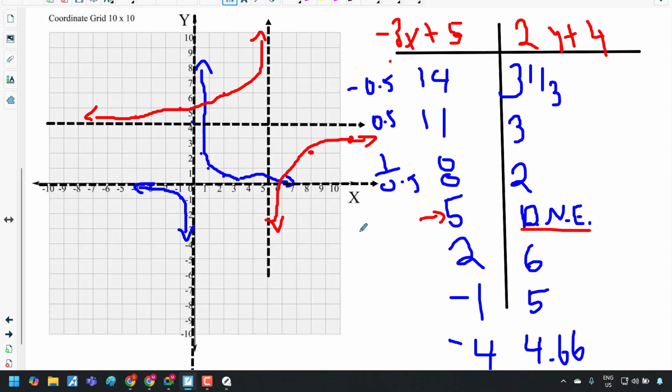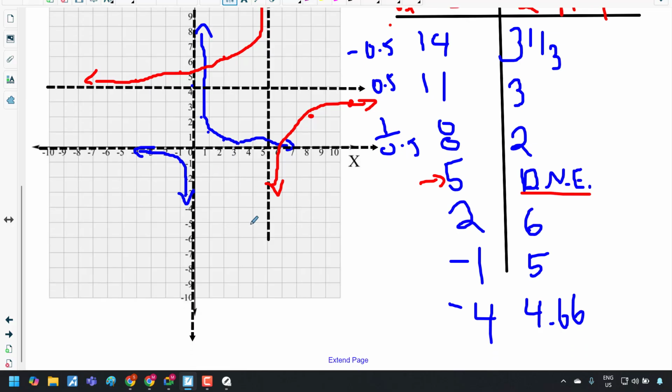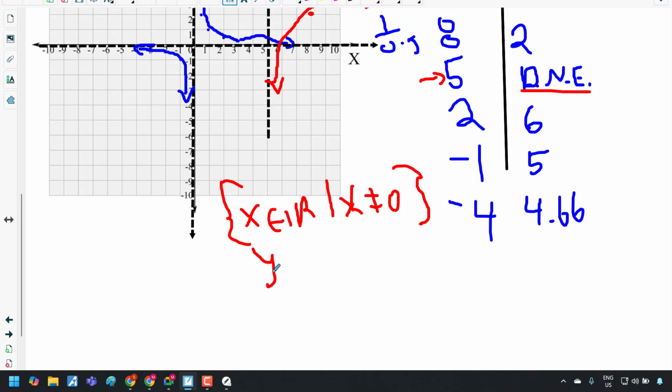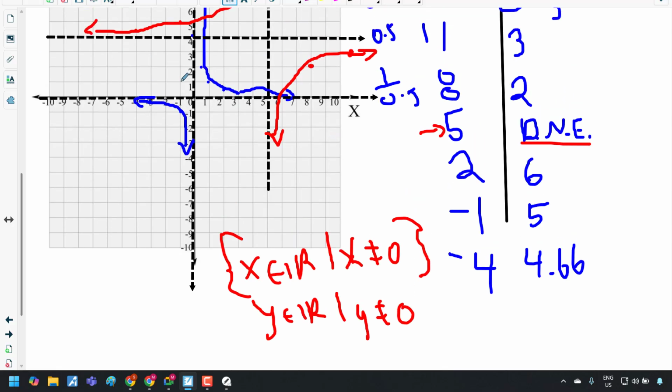The last thing they ask you to do is domain and range. For the parent function, it's x cannot equal 0. That's it. Because it's 1 over x, right? So you can't divide by 0. It's just x cannot be 0. It can be any other number than 0. And similarly, y is the same thing because it has a horizontal asymptote. Y cannot be 0 as well. So y will never be 0. This is part of the parent function.